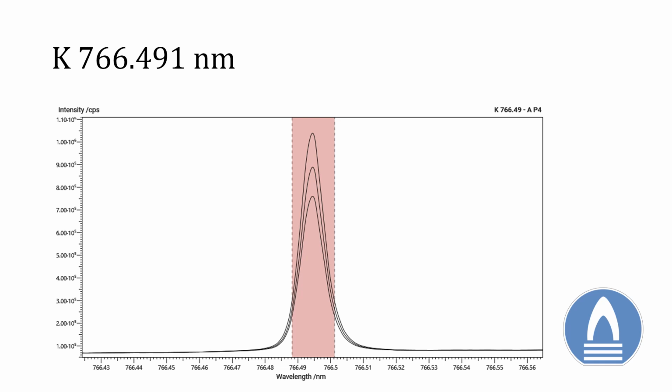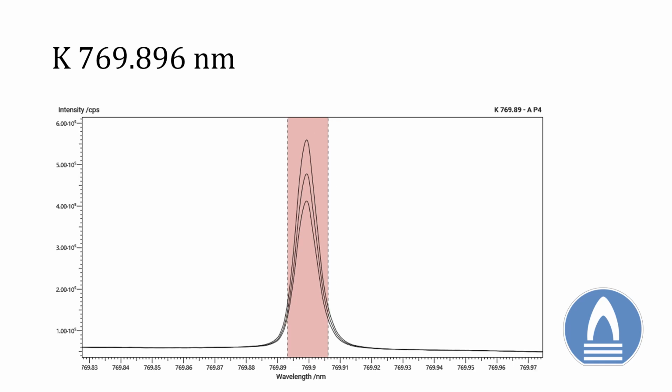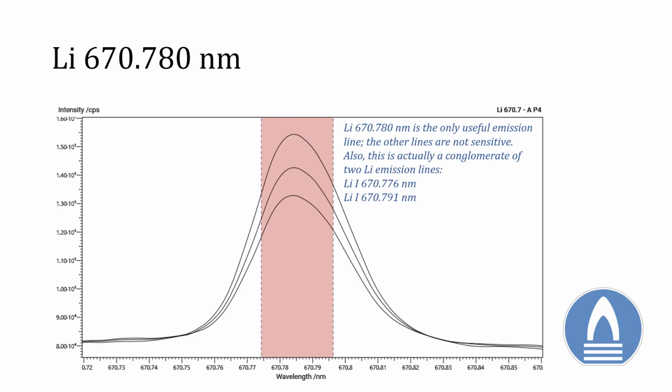Potassium 766 and 769. And then the only line for lithium, 670. It's the only useful emission line. The other lines are not sensitive at all. Although this is actually a conglomerate of 2 emission lines, and that's the reason why the lithium looks a little bit lopsided.